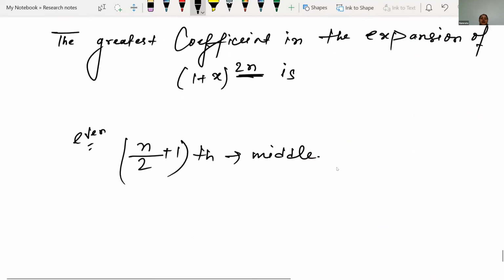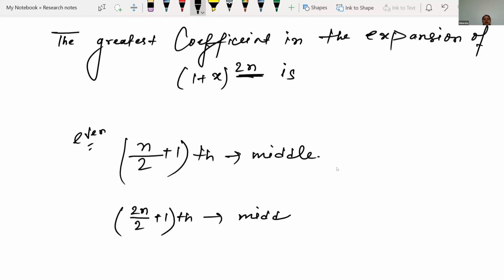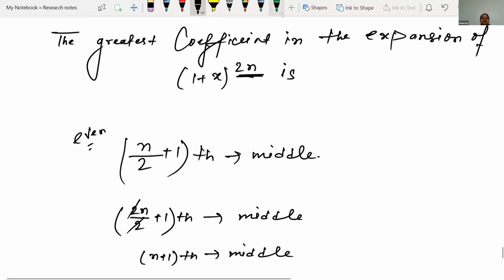So here our n is 2n. So we will say the middle term will be the 2n by 2 plus 1th term. That term will be the middle term. That means the n plus 1th term will be the middle term. What exactly does the question say? The question says the greatest coefficient. Now we have realized and figured out that the middle term is having the greatest coefficient, right?